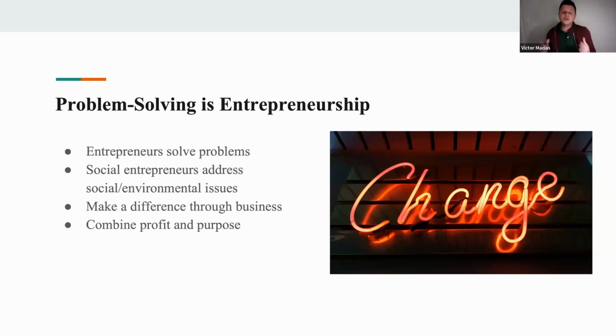One of the really cool things that I like about social enterprise is this concept of a triple bottom line. So in traditional business, you have your bottom line, which is profit. In a social enterprise, you have profit, people, and planet, right? So you're not just going after one metric, you're also seeing how you're affecting society.